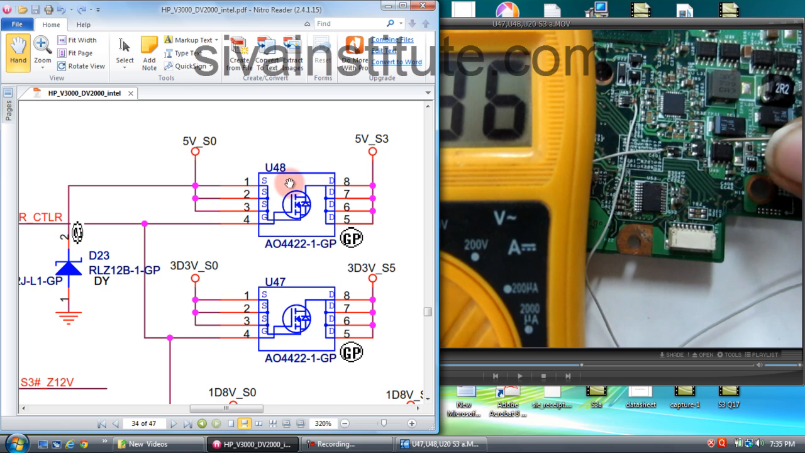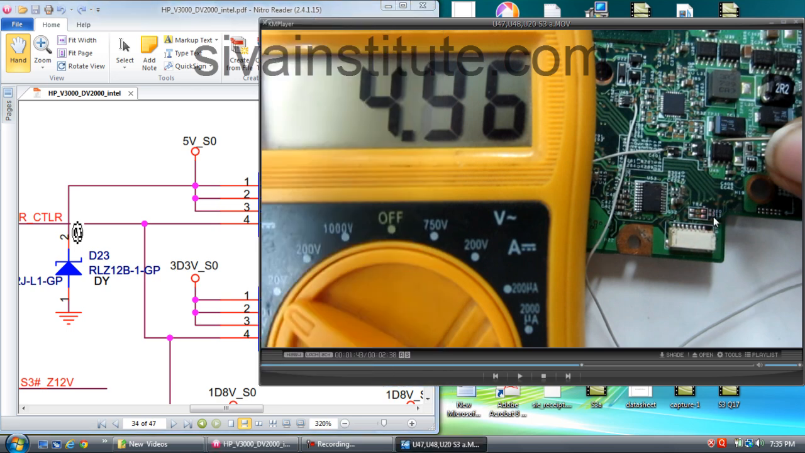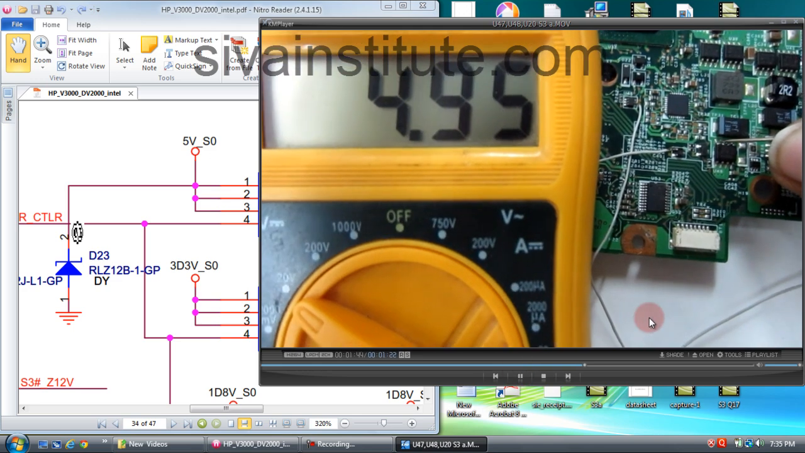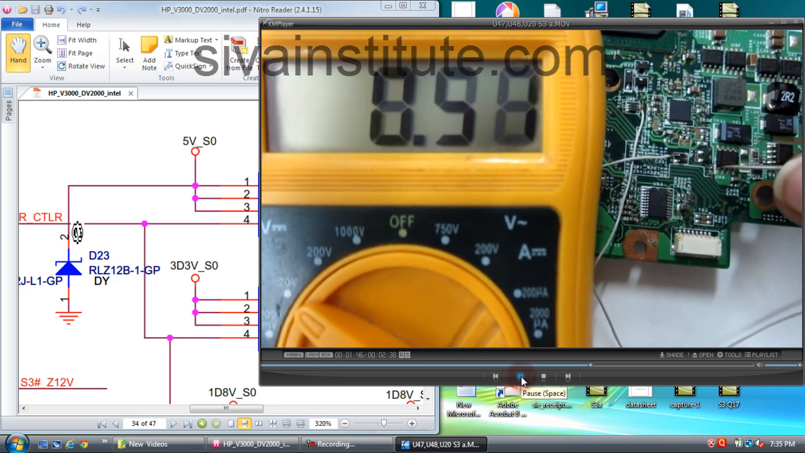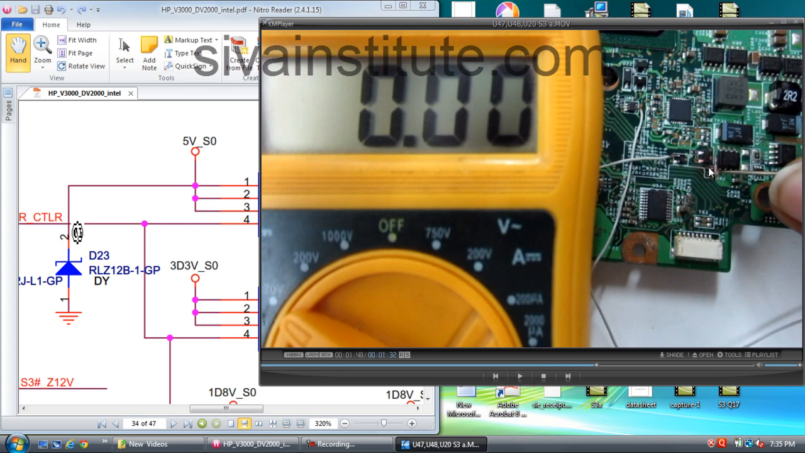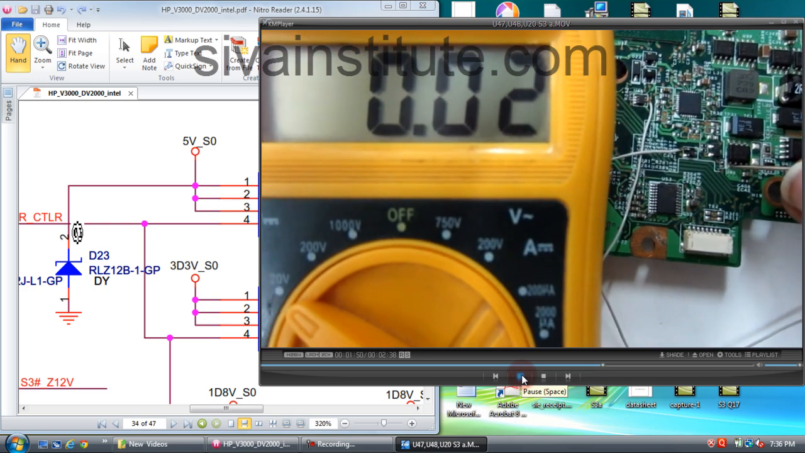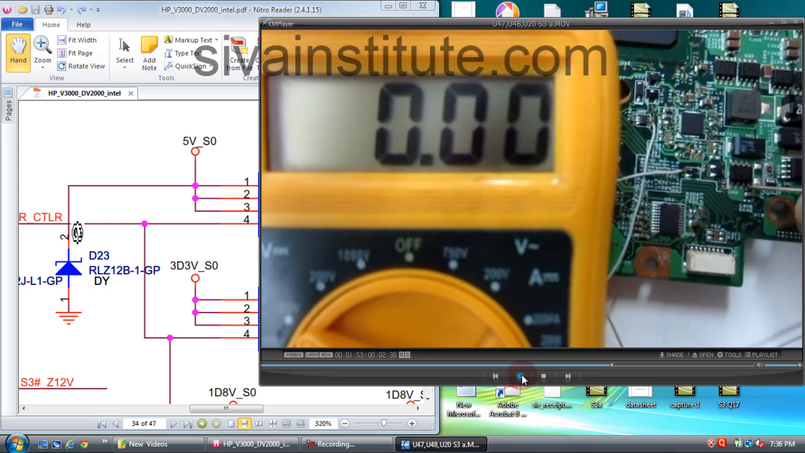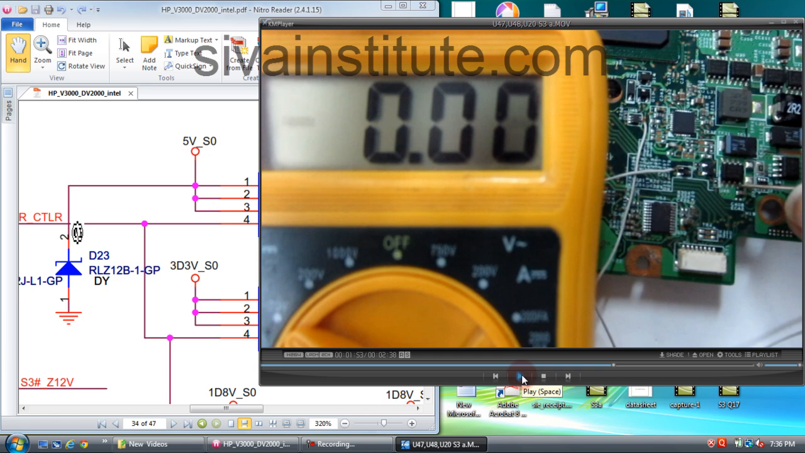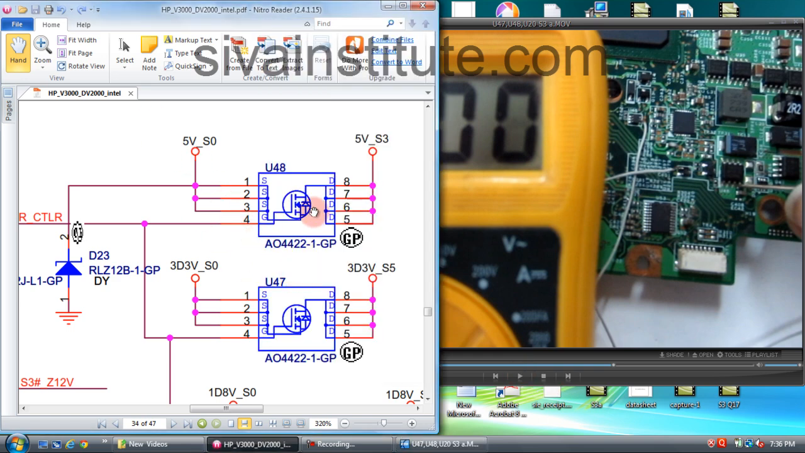We will see here. This is U48. Pin number 8 is the input. Input okay. See pin number 1: output 0. Gate voltage, pin number 4: gate voltage 0. So when this gate voltage is 0, this voltage will not come. When we give the S3 command, 15 volts comes to here, and this output voltage will come to here.